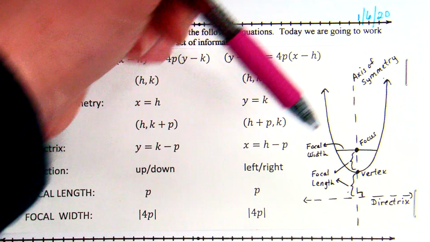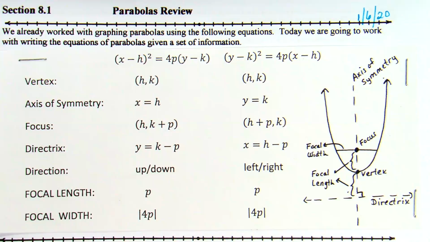Besides that, we also have a focal width here, which is the line that goes through the focus. I'm trying to think, what did I miss?